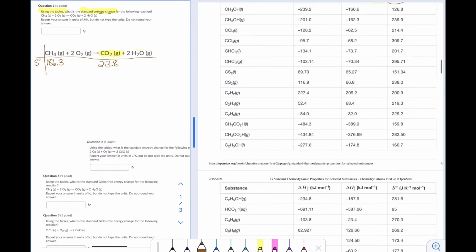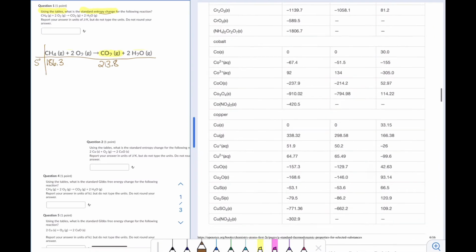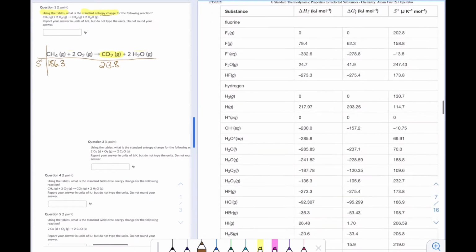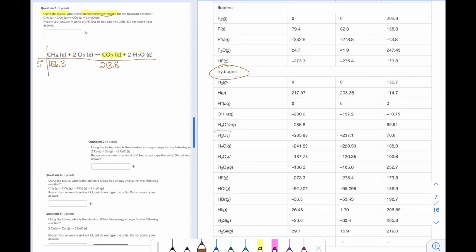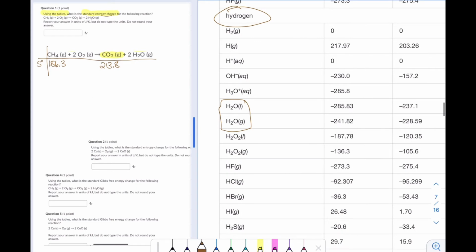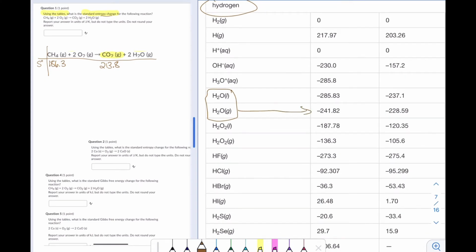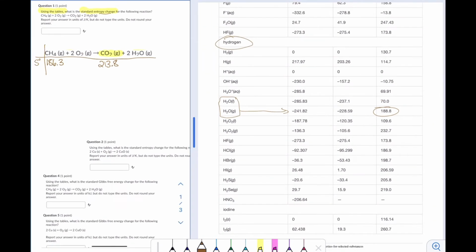Now I'm going to scroll down to hydrogen to find my water. Let's see if water is with the hydrogen. So this is the hydrogen area, and indeed, I find water. Be careful, I find it as both a liquid and a gas. If I come back to my reaction, I need it as the gas. So I'm going to grab the 188.8 value.